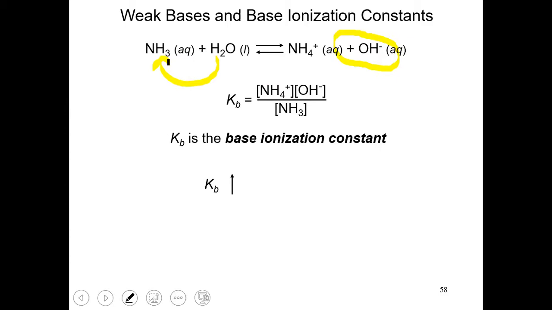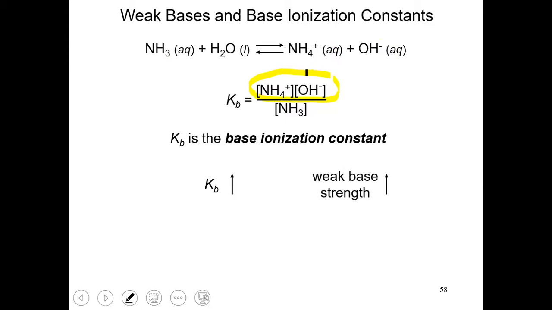The larger the value of Kb, that means that the bigger the top part of this fraction here is. And therefore, that means that the base is stronger, all right? Again, remember, when we say strength, it's relative. These are weak bases. We're just saying the greater the value of Kb, the less weak the base is.